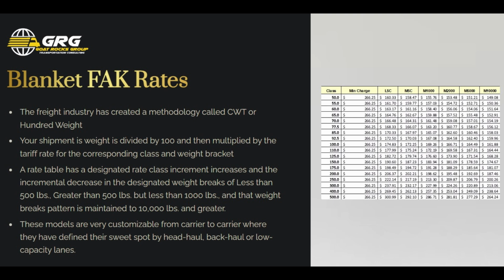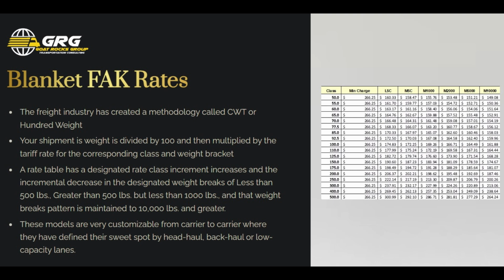This threshold can be determined by dividing the CWT rate into the minimum charge. Example, reference the table below. The minimum charge is $266.25 divided by $160.33 equals 1.66, multiplied by 100 equals 166 pounds.